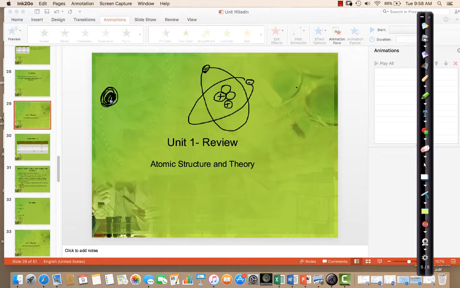So, when we look at the structure of the atom, we need to know the basic parts, where they're located, and also how to determine the number of protons, neutrons, and electrons.